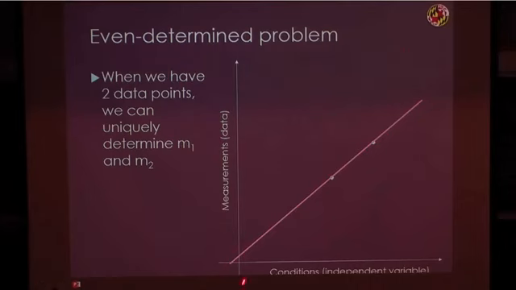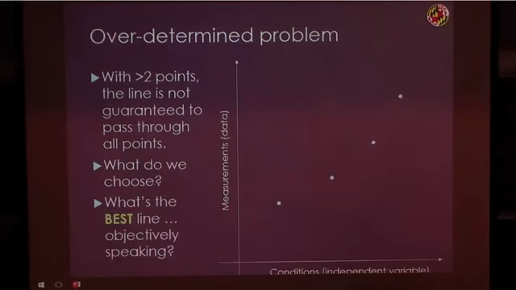If we wanted to fit some more complicated curve to these 2 points, we would again have an underdetermined problem, because that other more complicated curve would have more parameters. So if you have an equal number of model parameters and observations, you have what's called an even-determined problem.